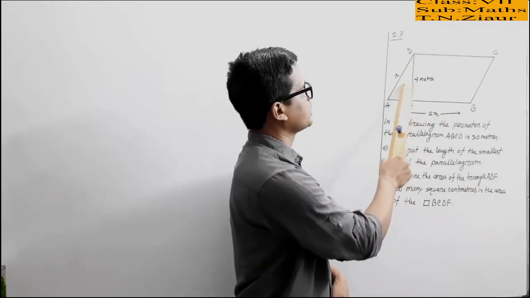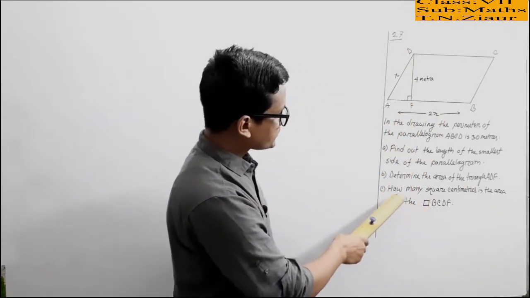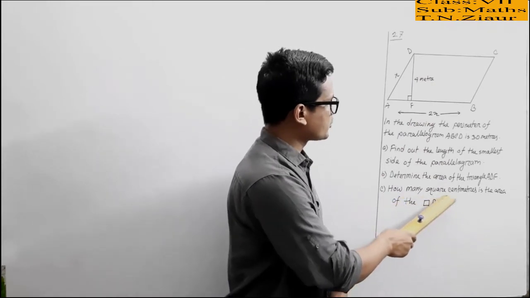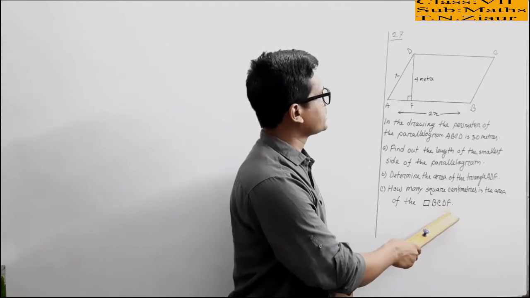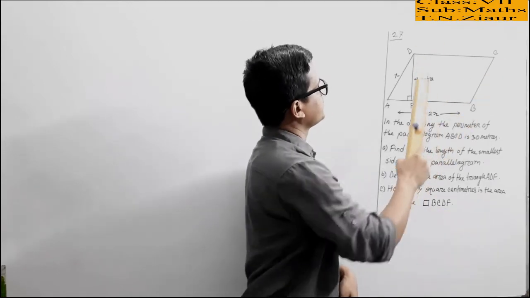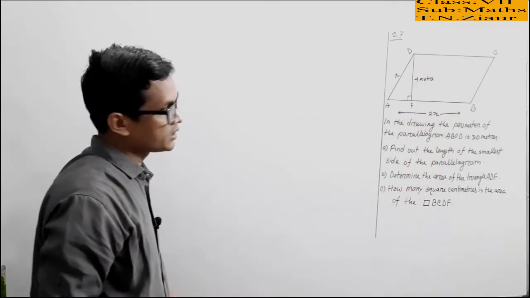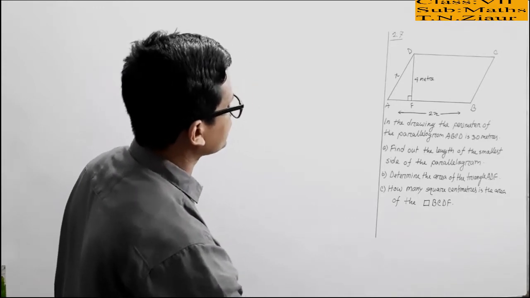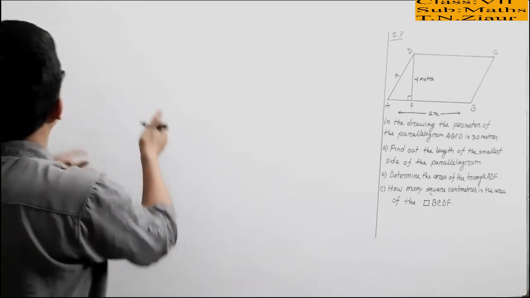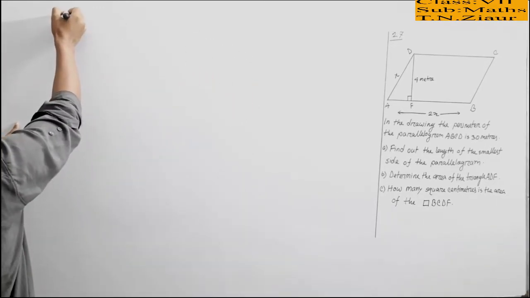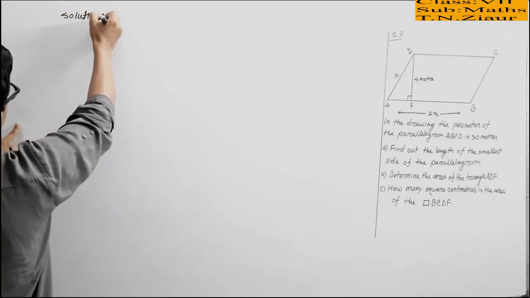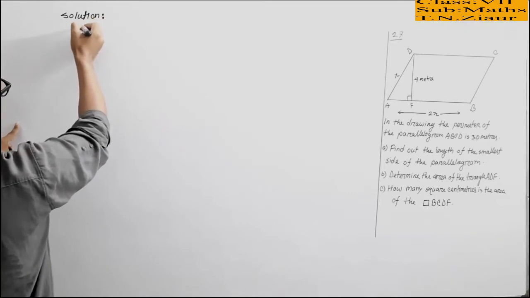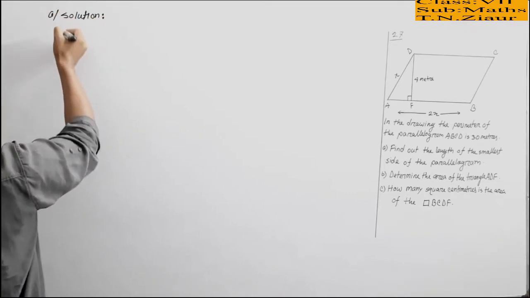determine the area of the triangle ADF. This one we have to find the area of. Then part C, how many square centimeters is the area of the quadrilateral BCDF? Now we have to find this one. So first we will solve part A. Here is the solution, part A.